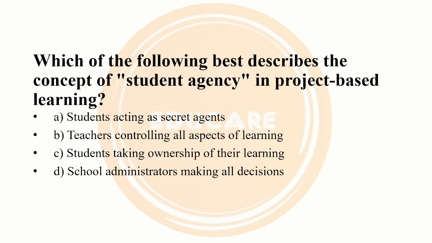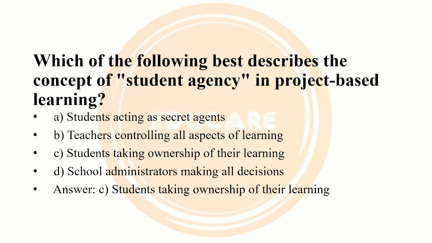Which of the following best describes the concept of student agency in project-based learning? Option A, students acting as secret agents; B, teachers controlling all aspects of learning; C, students taking ownership of their learning; D, school administrators making all decisions. Answer of this question is option C, that is students taking ownership of their learning.